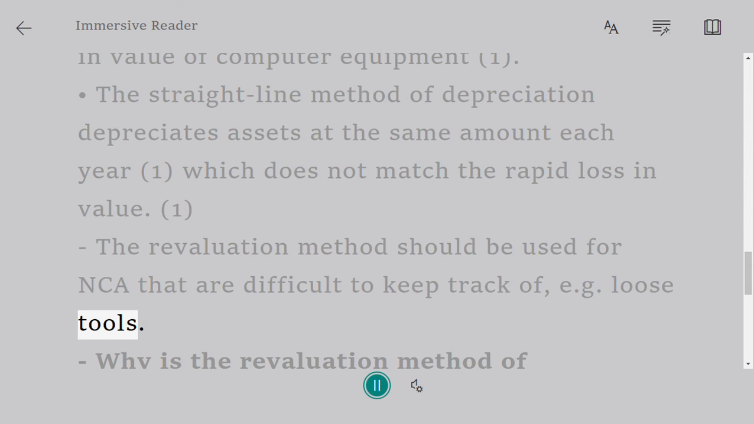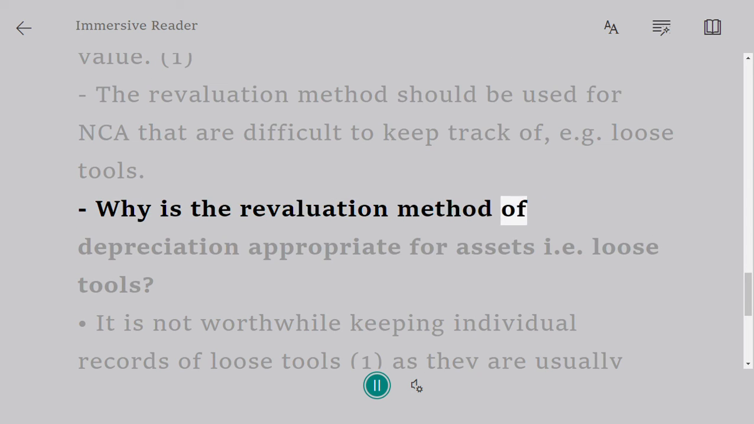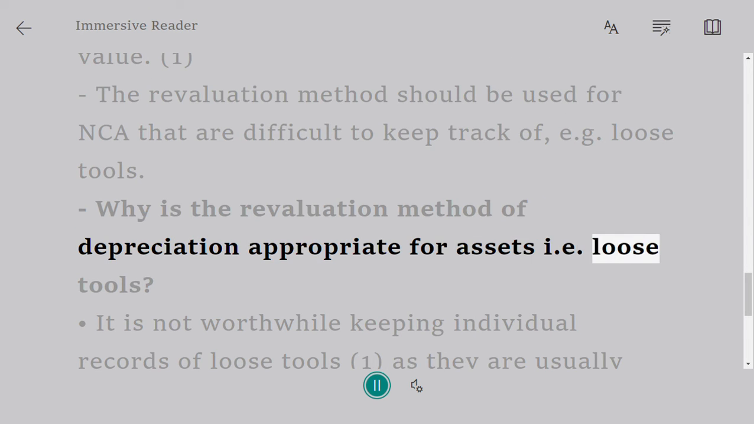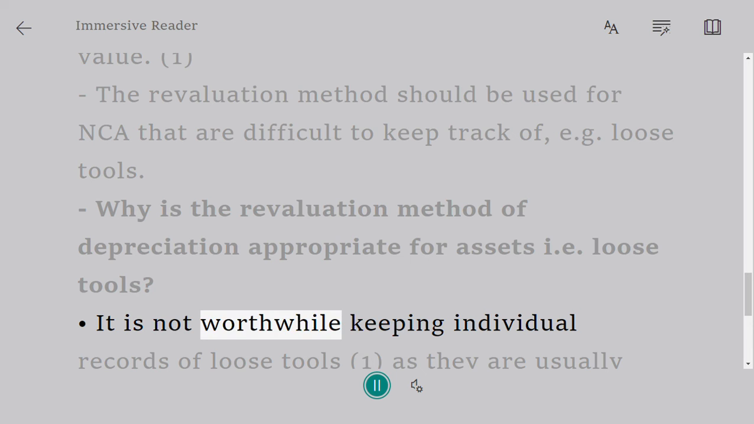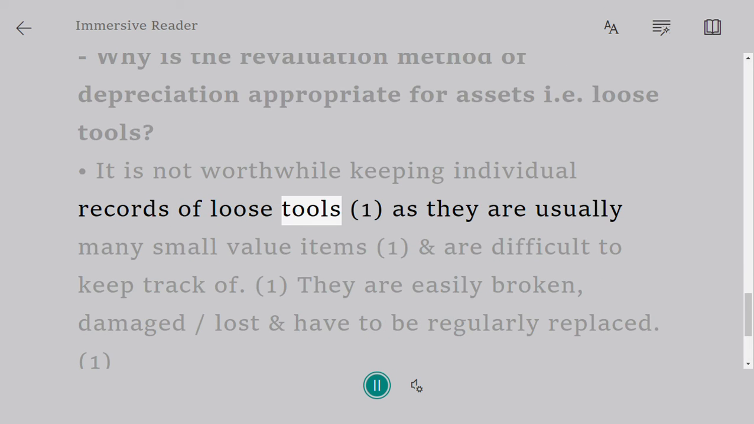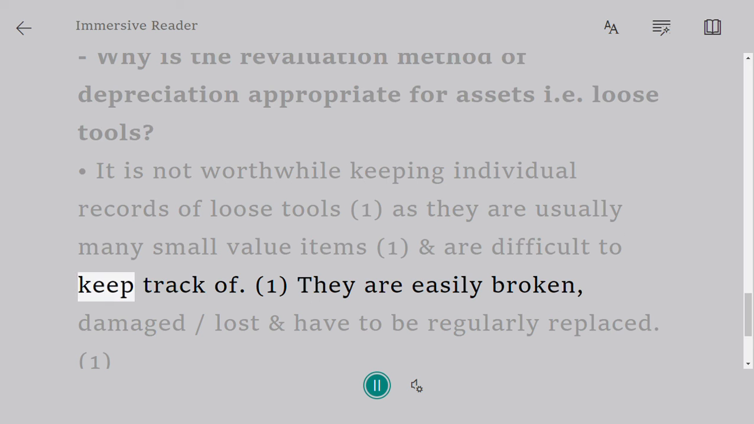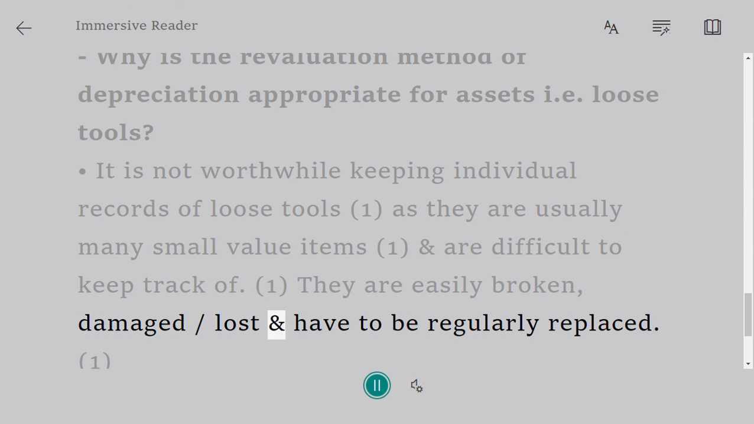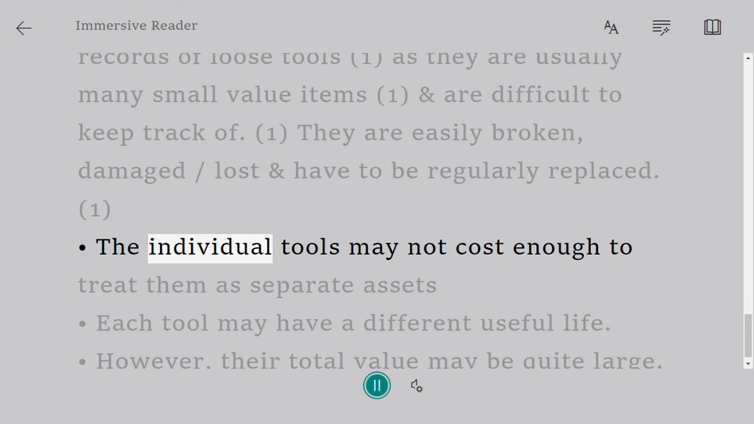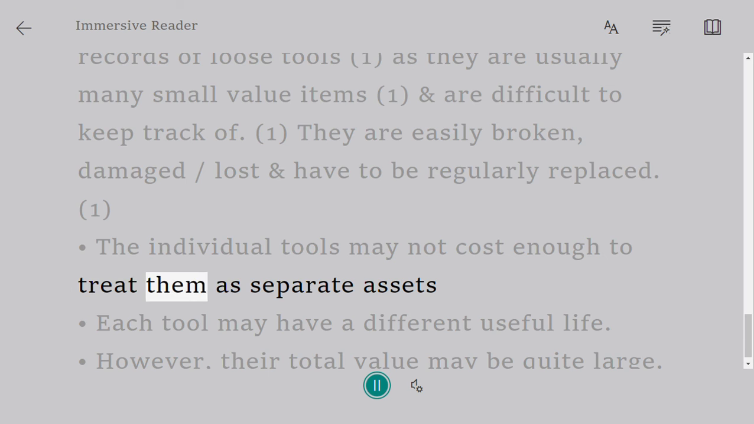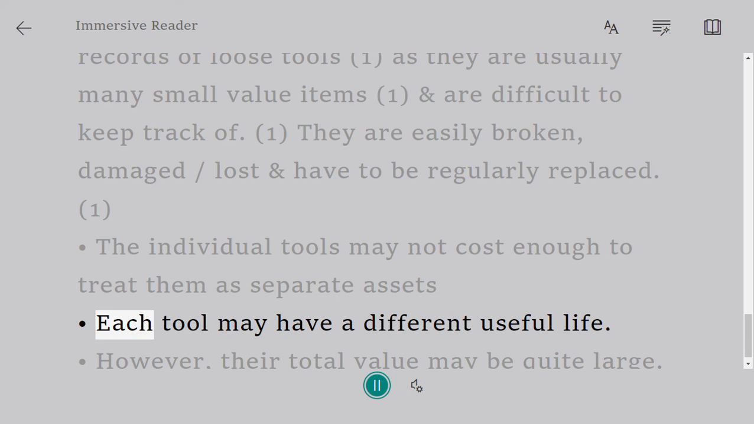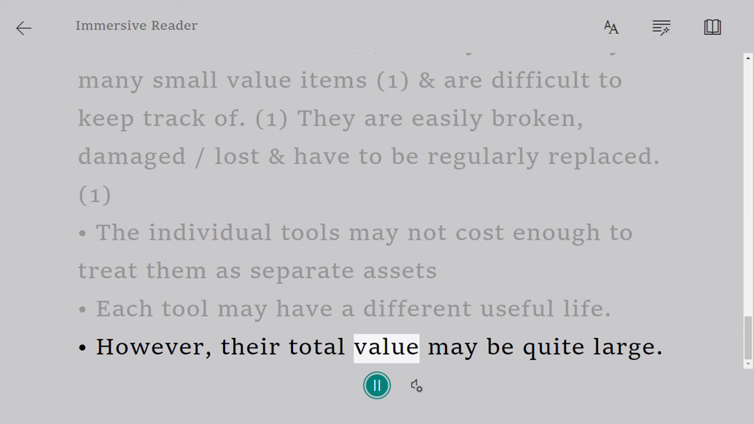loose tools. Why is the revaluation method of depreciation appropriate for assets, i.e. loose tools? It is not worthwhile keeping individual records of loose tools, as they are usually many small value items, and are difficult to keep track of. They are easily broken, damaged / lost and have to be regularly replaced. The individual tools may not cost enough to treat them as separate assets. Each tool may have a different useful life. However, their total value may be quite large.